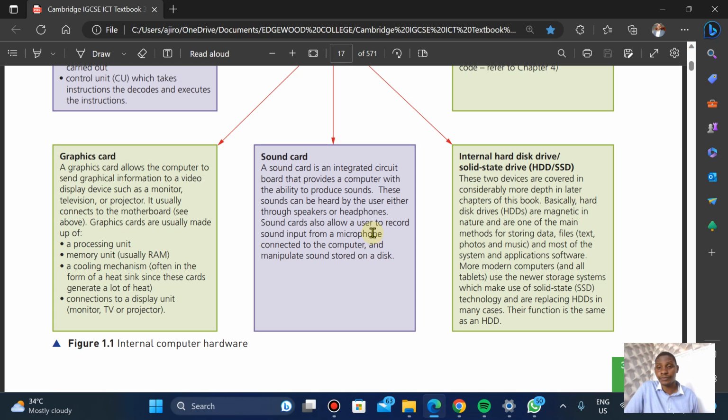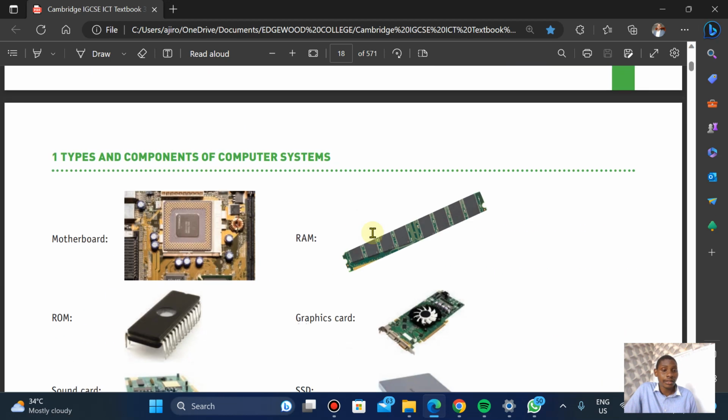Then your internal hard disk drive and your solid state drives, on the other hand, will be covered more in depth, but they allow you to store your information. They're the backbone. They store your information on the computer. The new one, which is solid state, is what we call flash memory, while your hard disk drive uses magnetic storage.